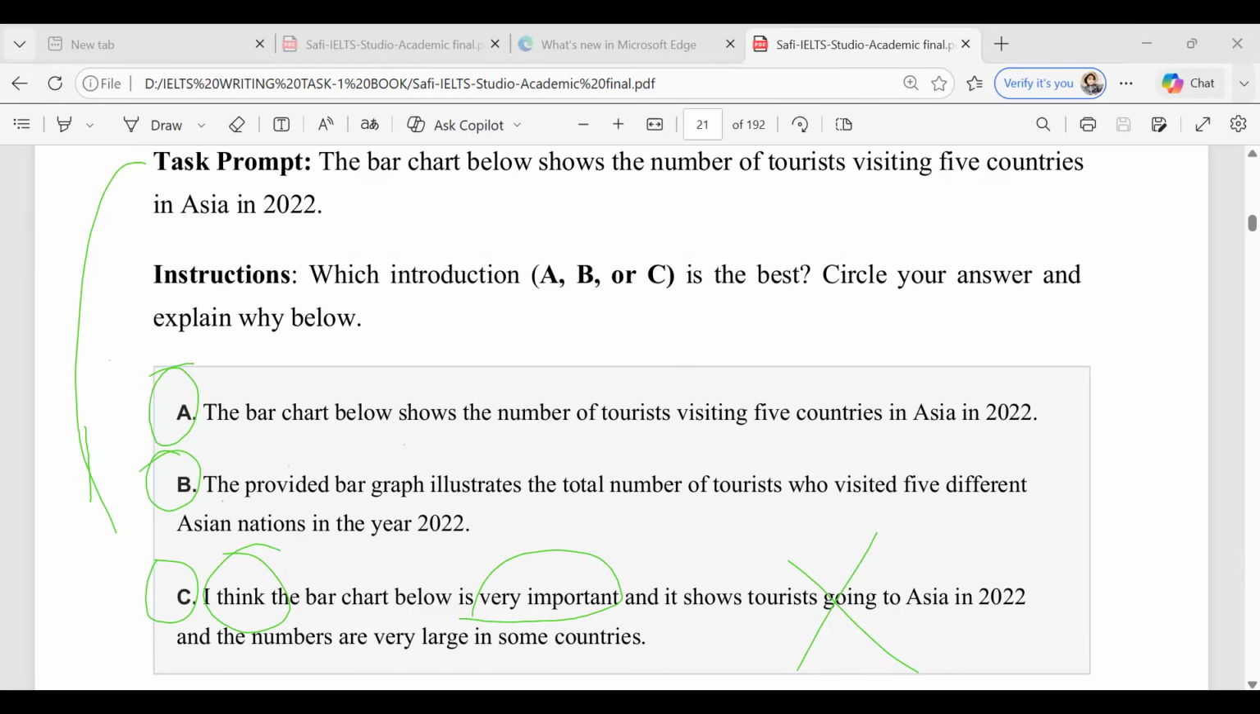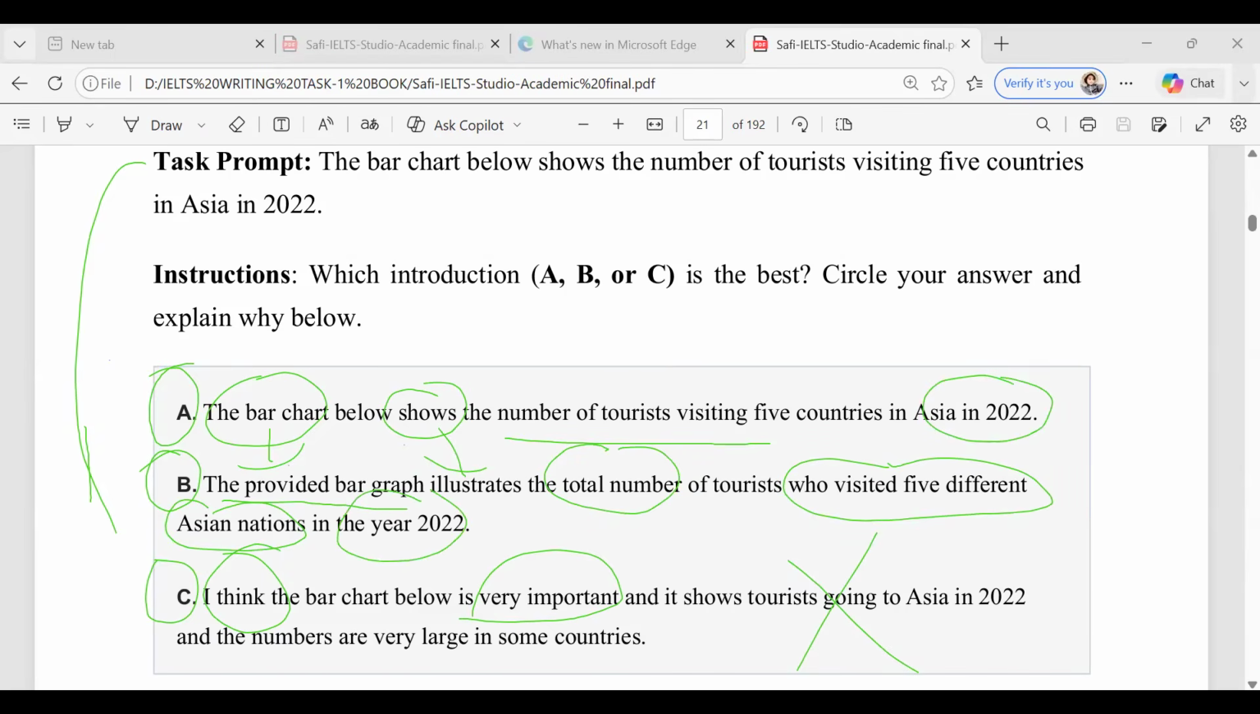नाउ द प्रोवाइडेड बार ग्राफ, हैव वी मेंशन नेम ऑफ द ग्राफ? Yes. वर्ब शोज? Yes. Number of tourists visiting 5 countries, the total number of tourists who visited 5 different Asian nations. And then in the year 2022. So yes, we have included all 5 points, and that's what the perfect paraphrasing is.